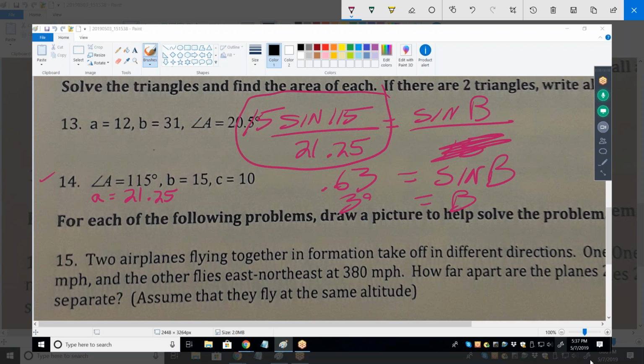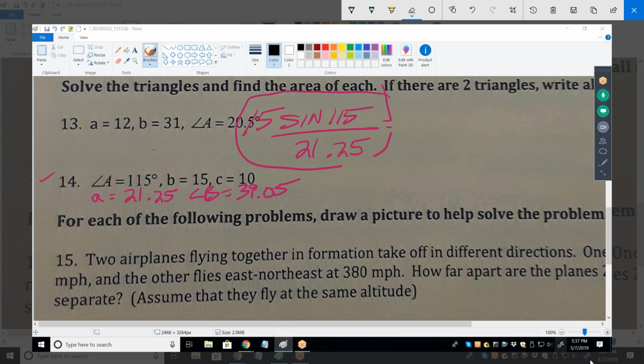39.05 degrees. Okay. So angle B equals 39.05. Well, we've got five of the six pieces, right? Yep. What's the easiest way to get the last piece? You could do sine of B over b. That's the harder way. There's an easier way. Yeah, because we know two of the angles now.